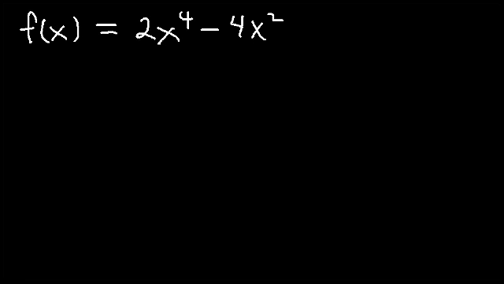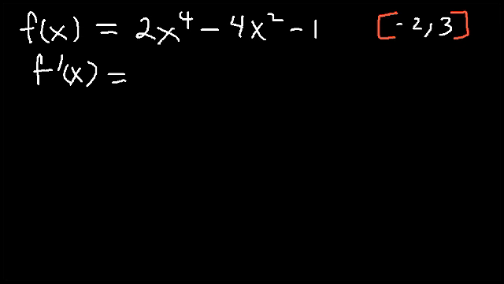For the sake of practice, let's try another example. f of x is equal to 2x to the fourth minus 4x squared minus 1. So go ahead and try this one on the interval -2, 3. Just like before, the first thing we're going to do is find the first derivative. The derivative of 2x to the fourth is 8x cubed, and the derivative of 4x squared is 8x. The derivative of a constant is 0.